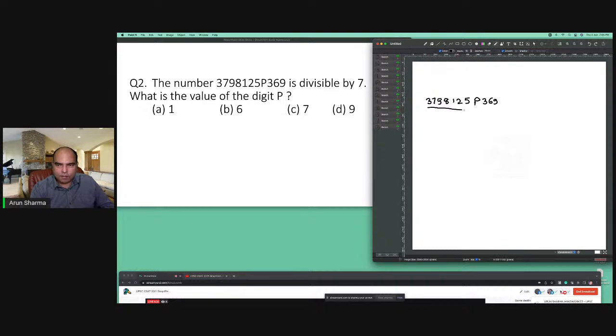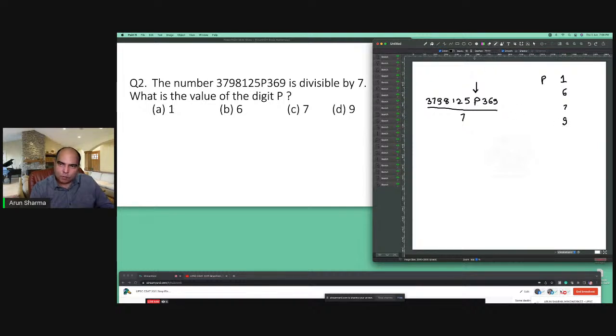We want to test it for divisibility by 7, and we want to identify the value of P at which it will be divisible. That's what the question is asking us. It has given us options for the value of P. The digit P can be 1, 6, 7, or 9. So we've got 4 possible values for P.